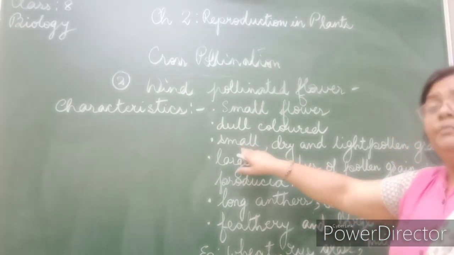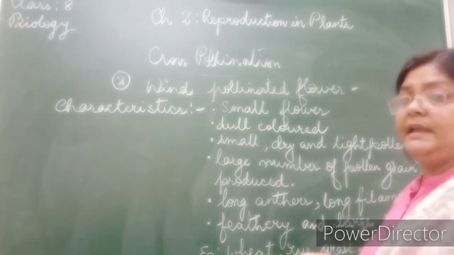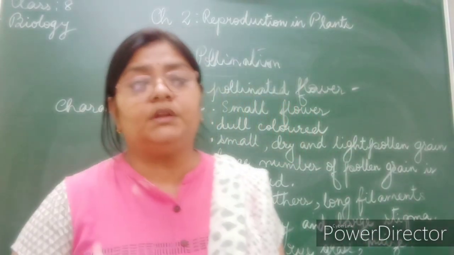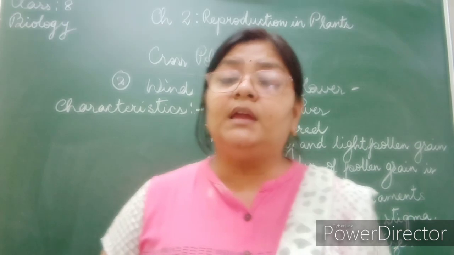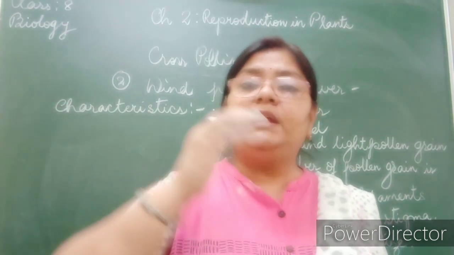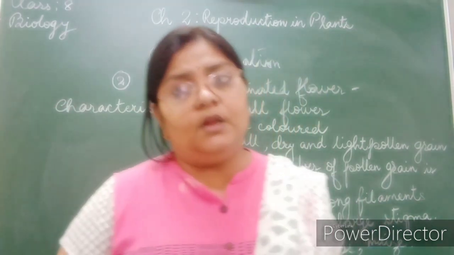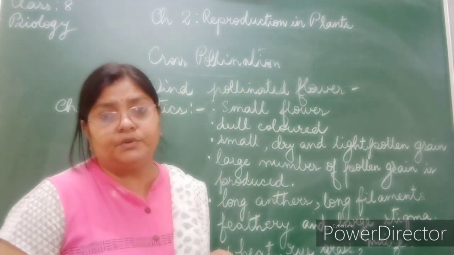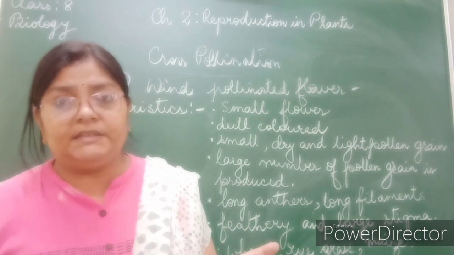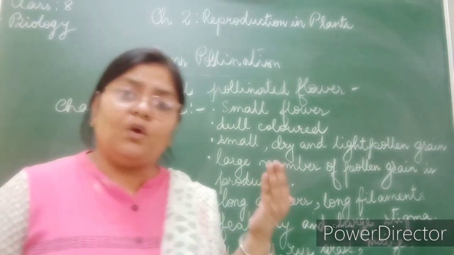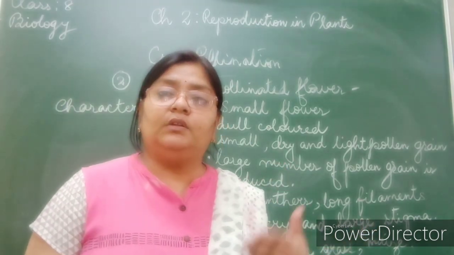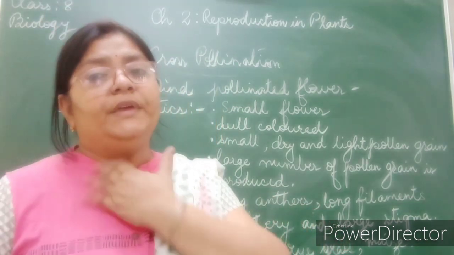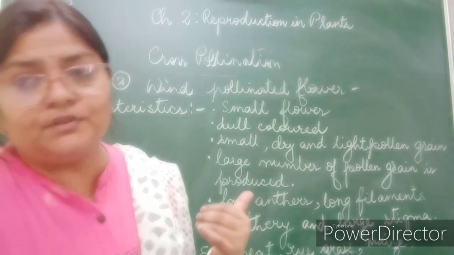Now here the pollen grains are small, dry and light. It is very important that the pollen grains need to be small, light and dry, so that the wind while it is blowing can carry the pollen grains along with it. Now a large number of pollen grains are produced, because there will be a lot of wastage. The wind carrying the pollen grains may not be depositing it on the right flower. So therefore, as a lot of wastage is there, a large amount of pollen grains are produced.